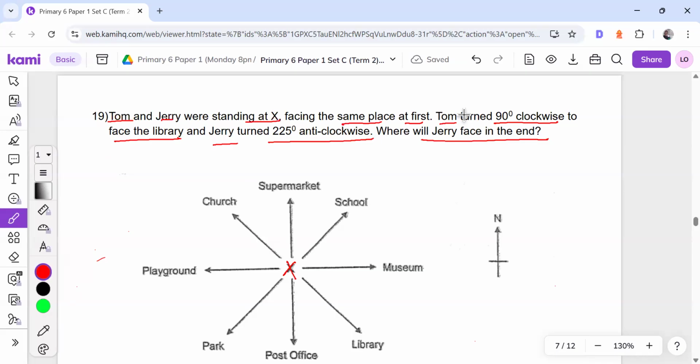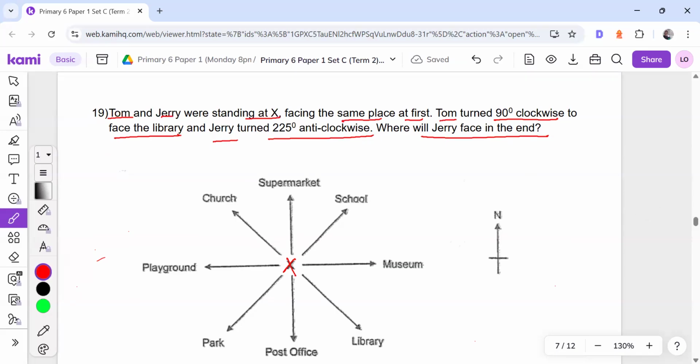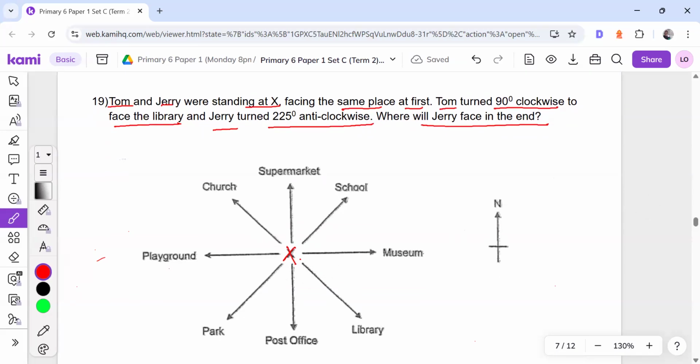Tom turned 90 degrees to face the library. So you look at Tom. So where is Tom facing at first? If he's facing the library, and he turned 90 degrees to face the library, you work backwards. So clockwise will become anti-clockwise. So you work backwards to see where he faced at first. So he must be facing the school at first, right? And Jerry must also be facing the school at first also, right? So if Jerry is facing the school, then Jerry turned 225 degrees anti-clockwise.